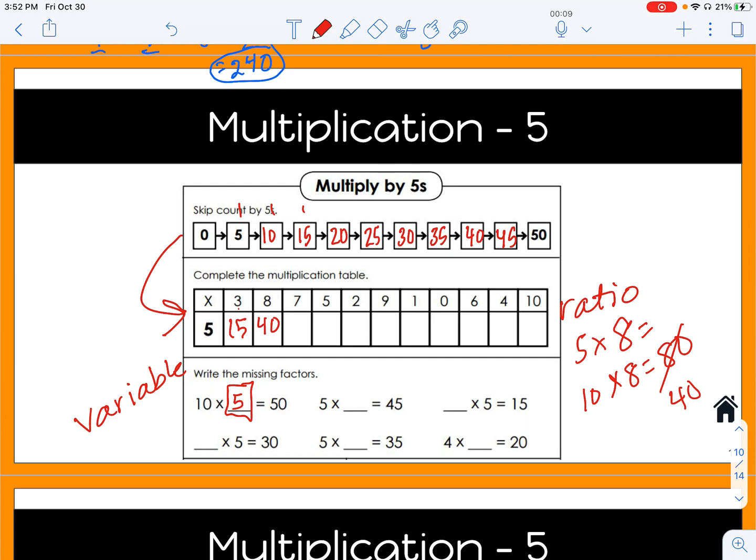5 times something is going to equal 45. Well, I know that, let's see, 5 times 10 is 50. So I also see that's 5 less. So this must be 9, and then that would be 45.